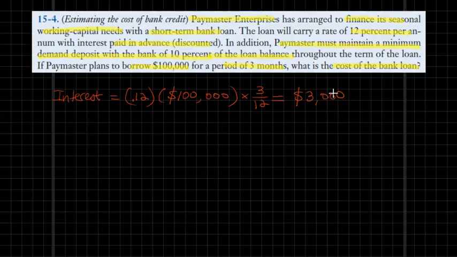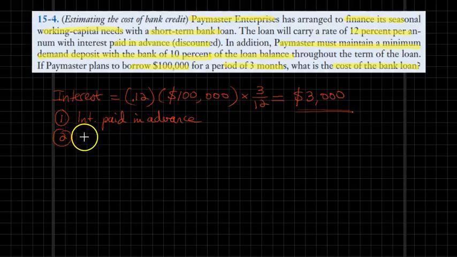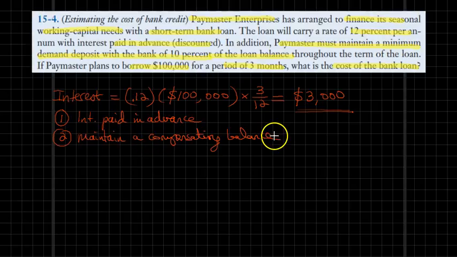Now in the second step, we need to calculate the effective cost of credit, keeping in mind that the interest is paid in advance, and in addition the company needs to keep a compensating balance. So we need to adjust our APR formula to reflect those two conditions. The first condition is that interest is paid in advance, and the second is that we need to maintain a compensating balance. With this said, we can go ahead and calculate the APR.